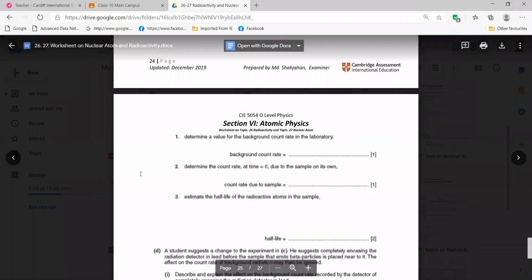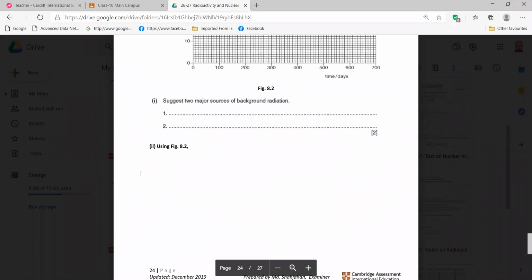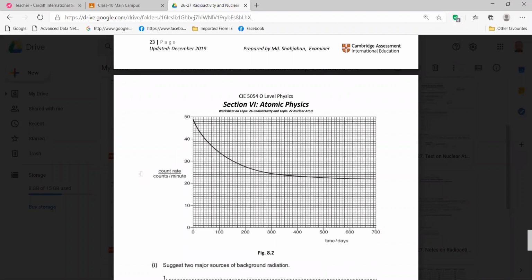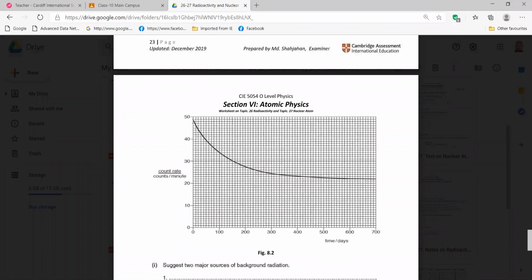So 27 counts per minute. You are getting here 27 counts. How? There is 49 written, so if we subtract the background count rate, then it's 27.